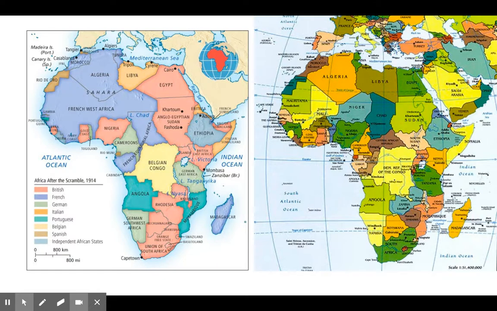Okay. If we want to look at Africa today, these are current political boundaries of Africa on the right. So you can see that current political boundaries in many ways mirror the colonial boundaries that were set up by Europeans. Of course, we can see some more divisions. But in many ways, if you look at these two maps, you'll see that the divisions are similar to many of the divisions set up by Europeans.